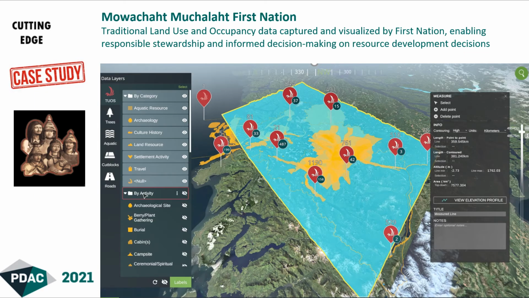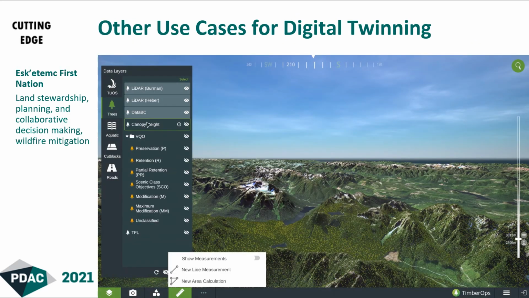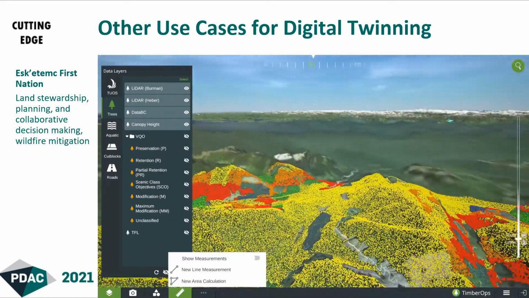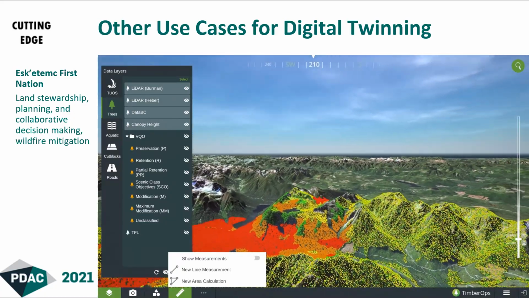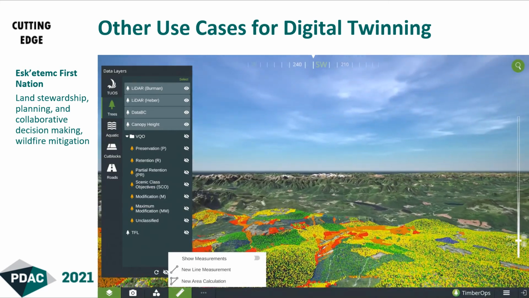An example of one of these community use cases is the Moachot-Muchalot First Nation using a digital twin of the nation's 350,000 hectares of territory to facilitate meaningful reconciliation through shared decision-making and provide greater certainty for responsible development proposals of the land with industry and government. Further community use cases, like the Eshketam First Nation, help with land stewardship and wildfire mitigation planning, while serving as a collaborative communication tool for the nation.